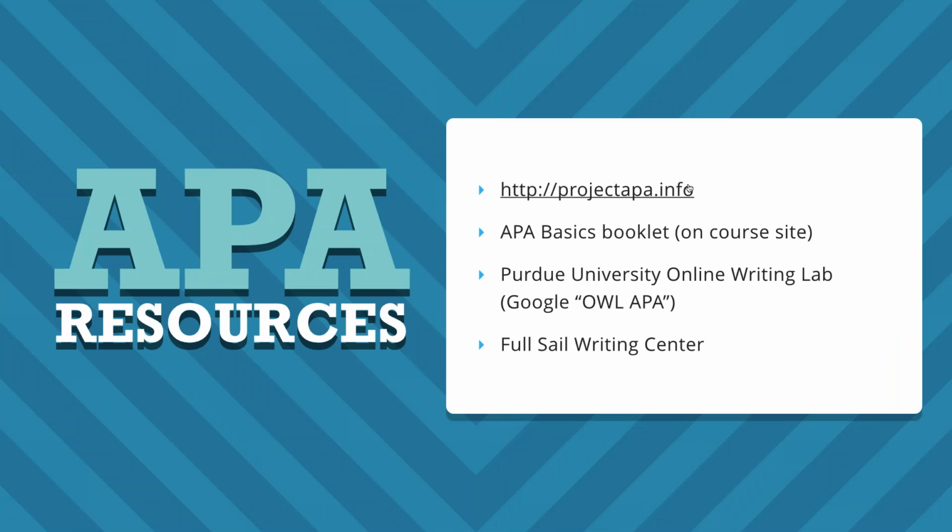There's also more information at this website, projectapa.info, which is a site that was created by a Full Sail instructor. It has lots of great information about how to cite unusual sources. For instance, if you got some of your information from a podcast, there's information there on how to cite podcasts. You can also refer to Purdue University's online writing lab. If you Google OWL APA, you'll be able to go directly to their APA section on the writing lab. And then the Full Sail Writing Center can also offer feedback on your citations.